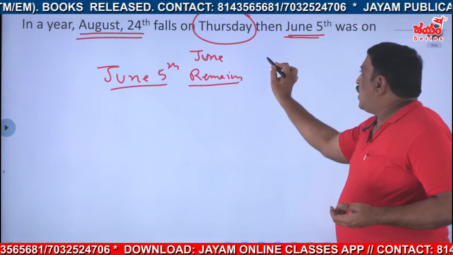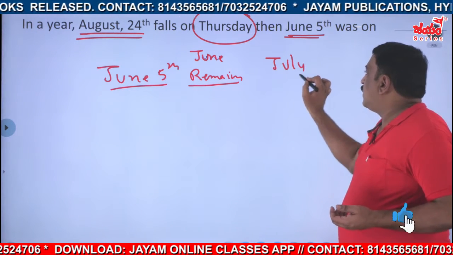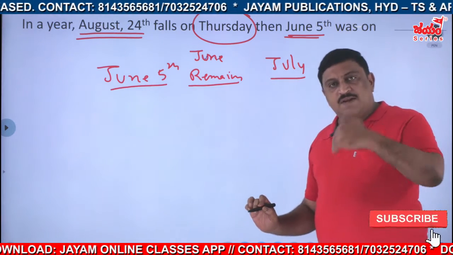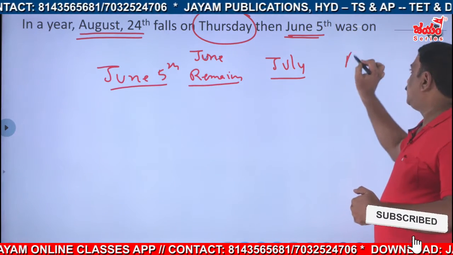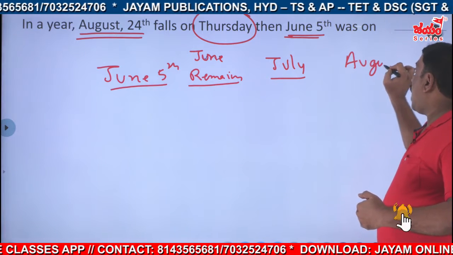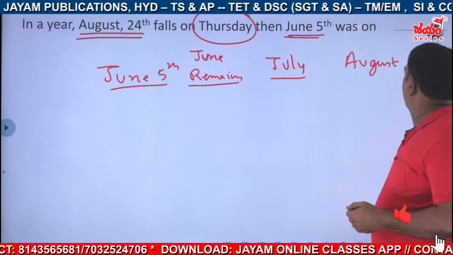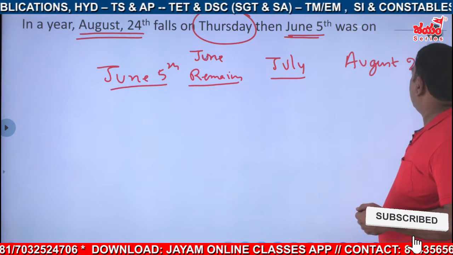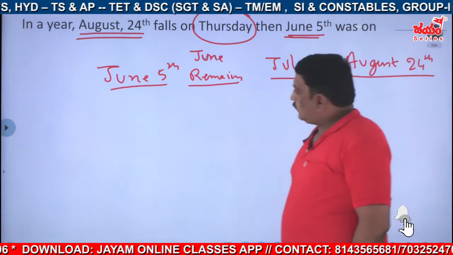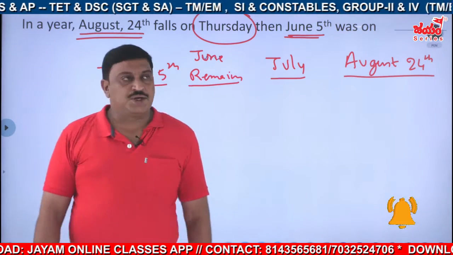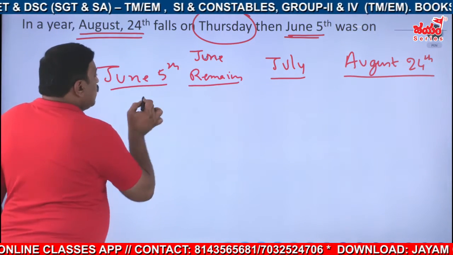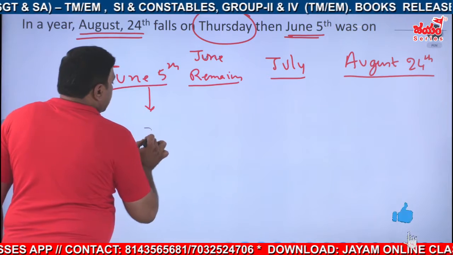Then after June, July will be there, the full month. After that, August. So August till when? Till 24th. We'll go up to 24th. Very good. Now we'll start our calculation. June 5th, we don't know, so we'll take it as X and start.